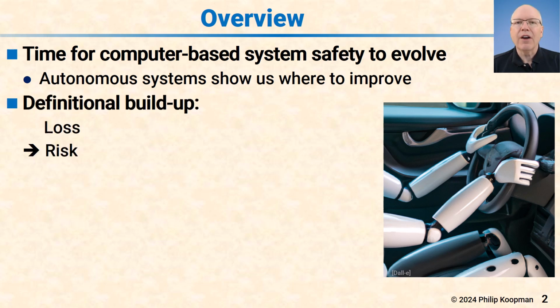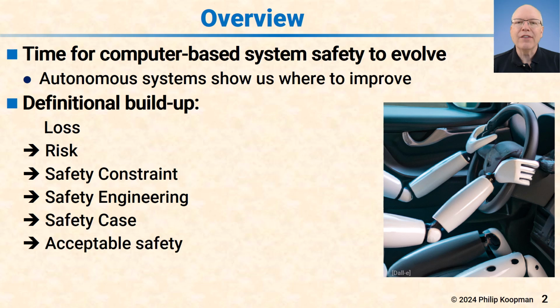of safety. The heart of the talk is a walk through a definitional buildup, including loss, risk, safety constraints, safety engineering, safety case, and acceptable safety. So we'll go slide by slide defining these terms to show how they fit together to increase the scope of what it means to be safe and update terms to account for the types of issues we see arising when there's no human person in charge of the operation of an automated system.